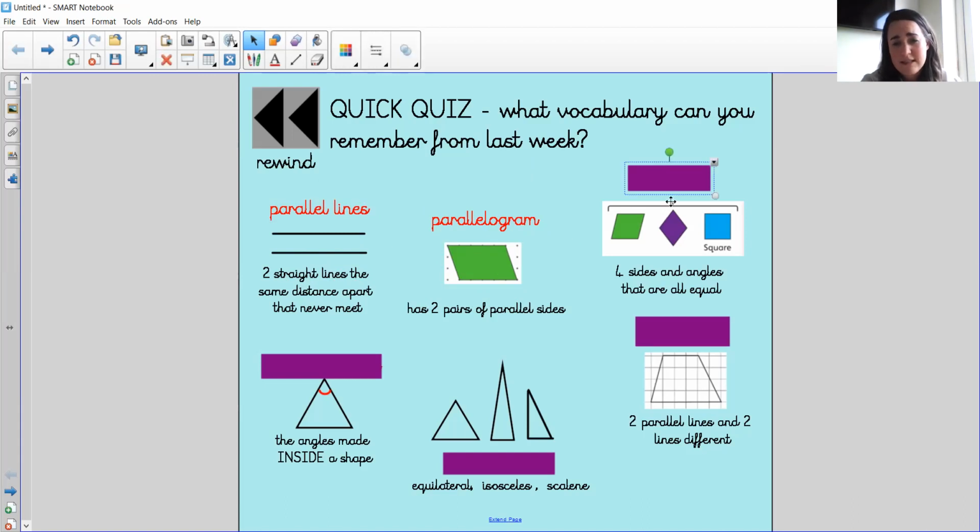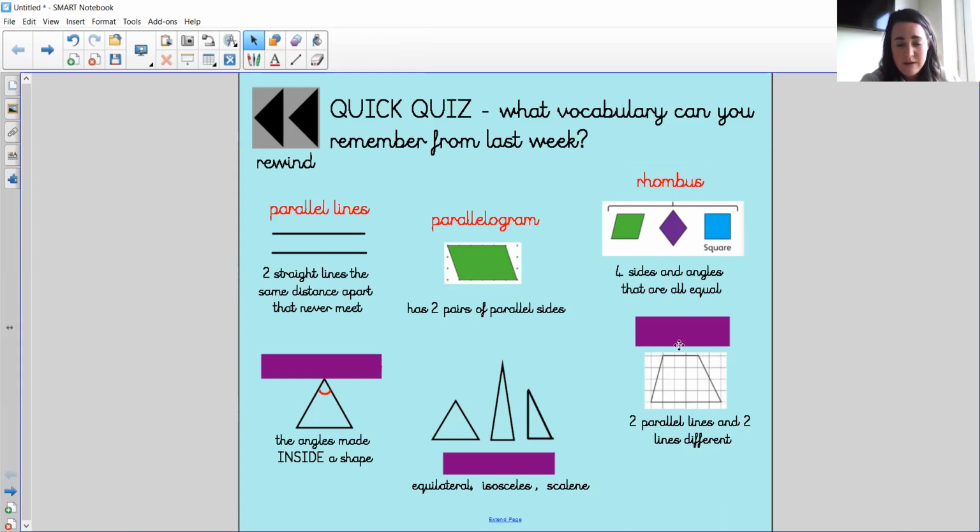Okay, then we've got these shapes here that are all quadrilaterals. Remember, quadrilateral meaning four-sided shape. They've all got four sides and angles that are equal. So these types of parallelograms are called rhombus. Okay, so a rhombus is a quadrilateral where all the sides and all of the angles are equal.